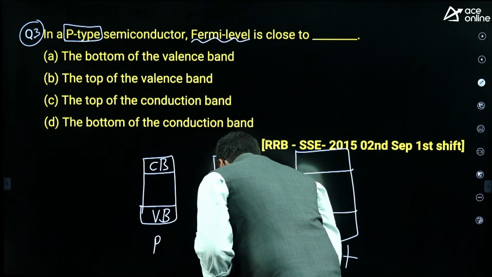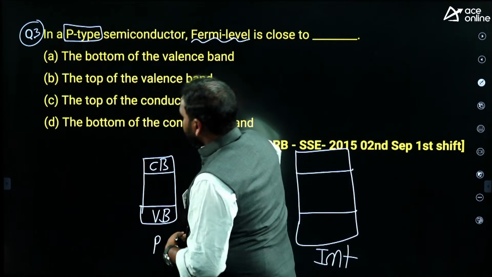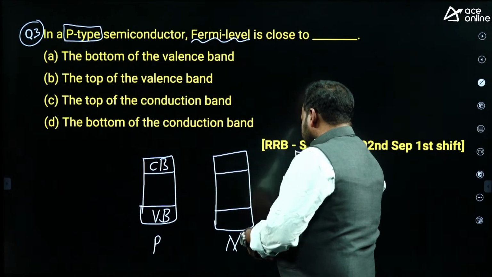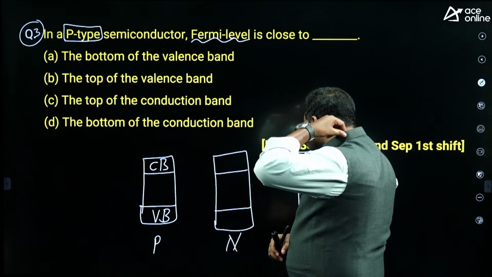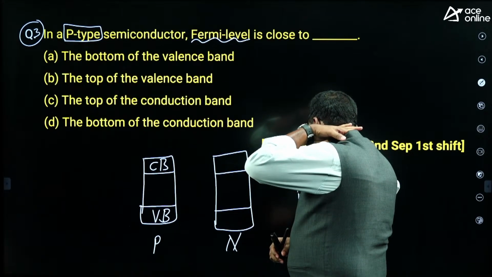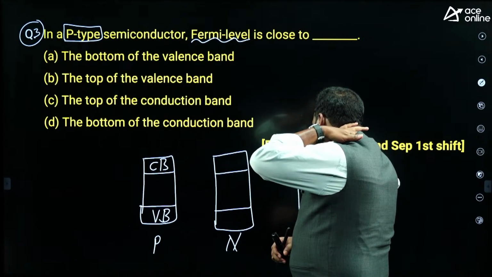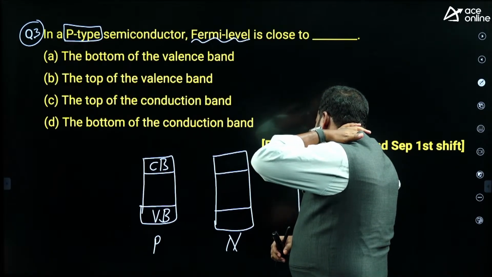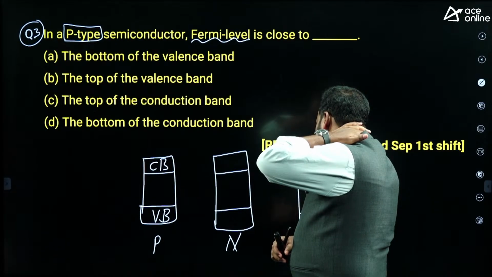Q3, who is this? D. Kiran. Q3, na? Yeah. Still. Kiran, top of the CB or VB? Please verify it.